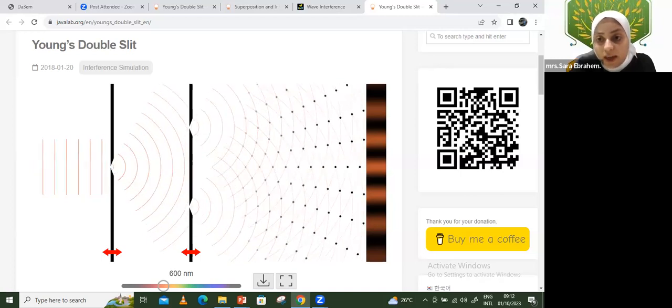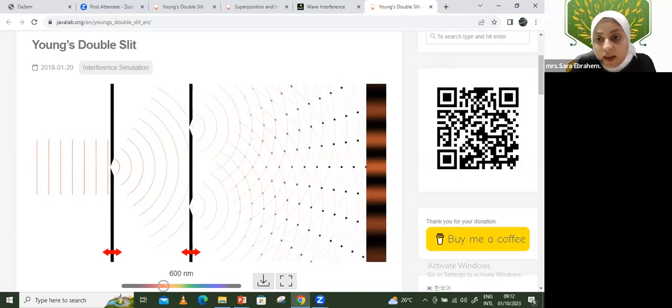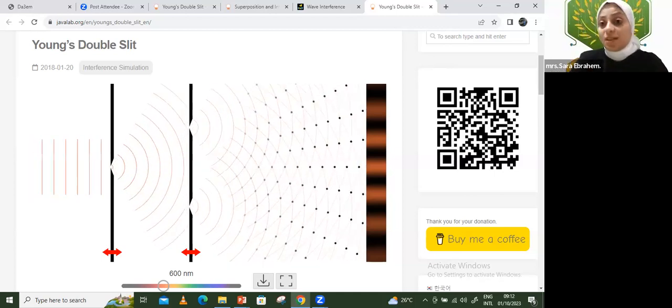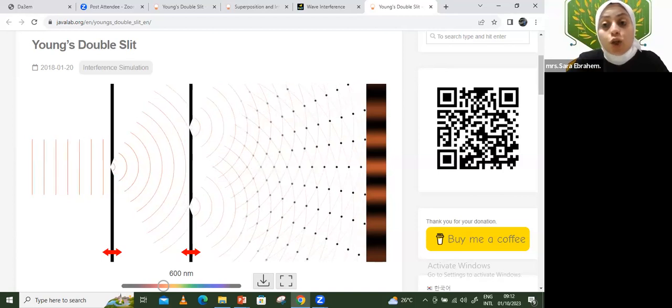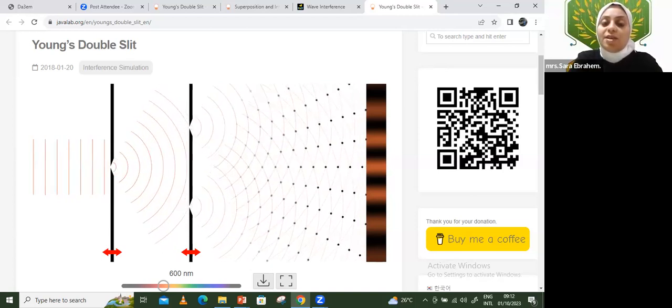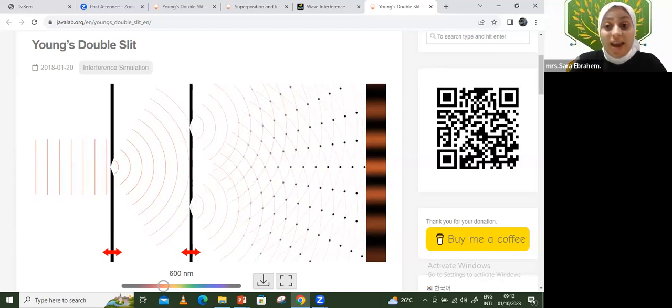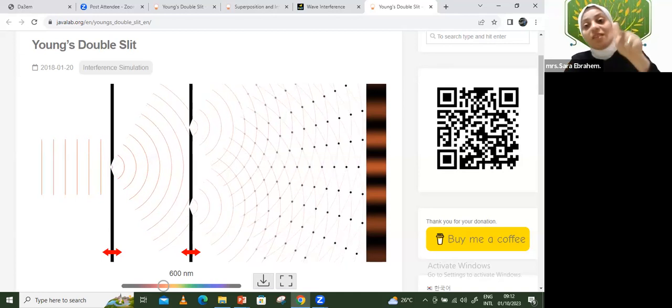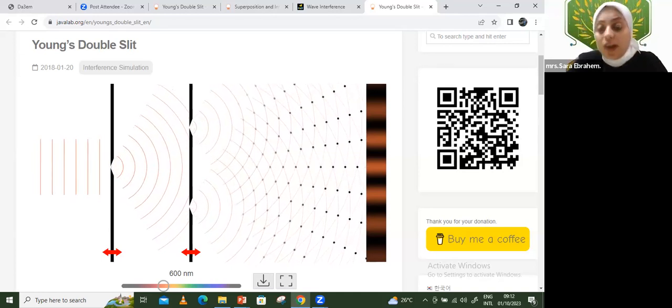So Young's experiment is used to study interference in light and to determine wavelength and frequency.